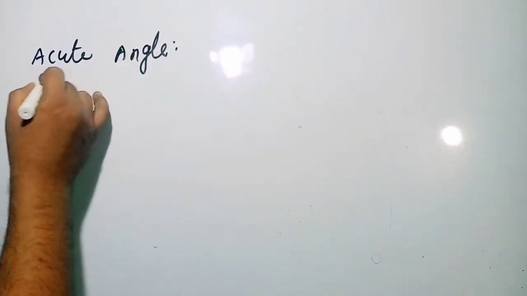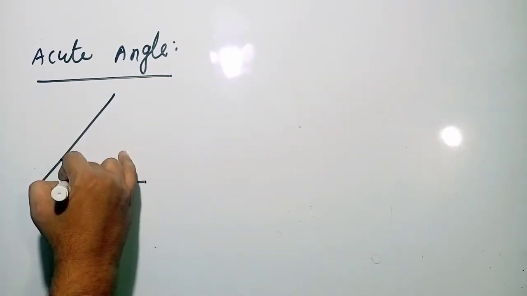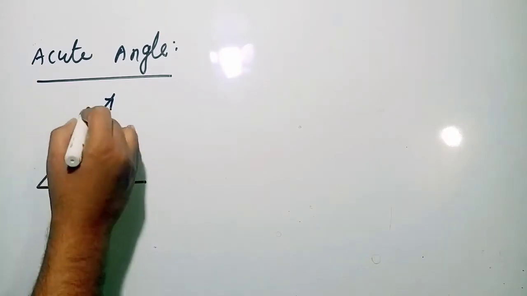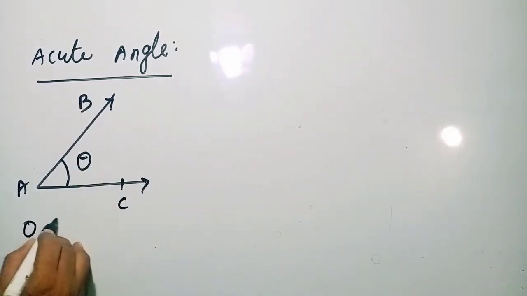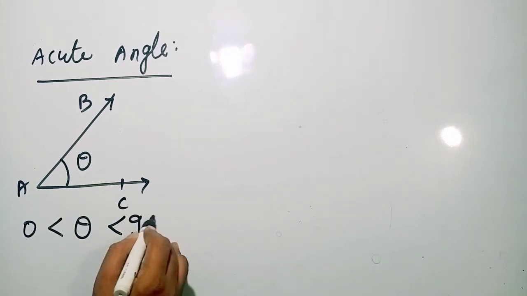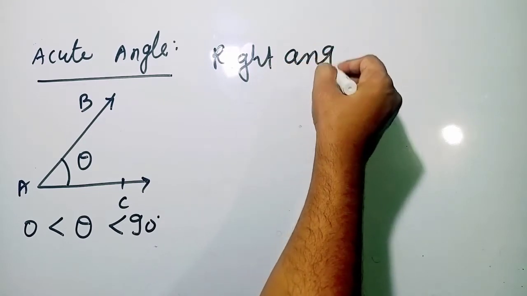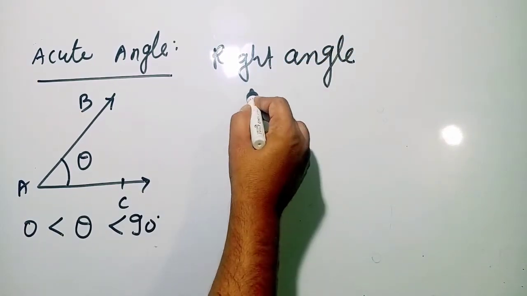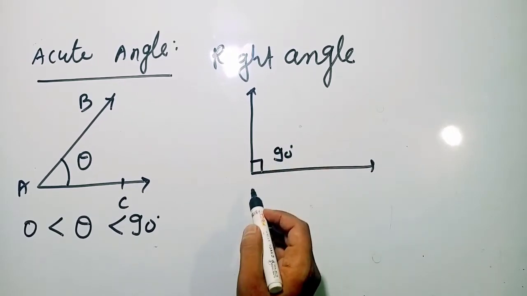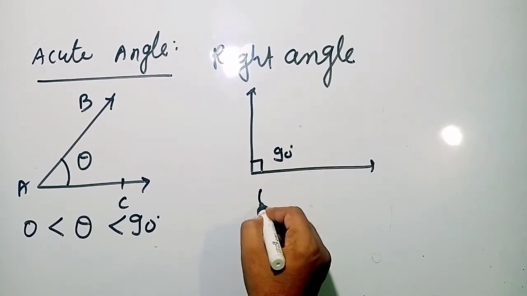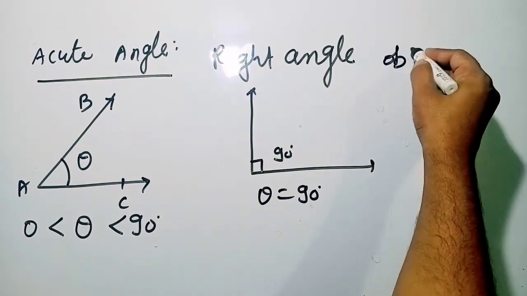Acute angle. An angle having measure less than 90 degrees is known as an acute angle. Suppose an angle over here, considering BAC. If theta is less than 90 degrees, or lies between 0 to 90 degrees, then this is an acute angle. Right angle: an angle having measure 90 degrees. Suppose here theta is 90 degrees, this angle is known as a right angle.